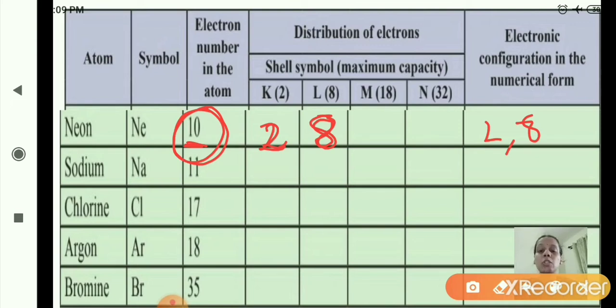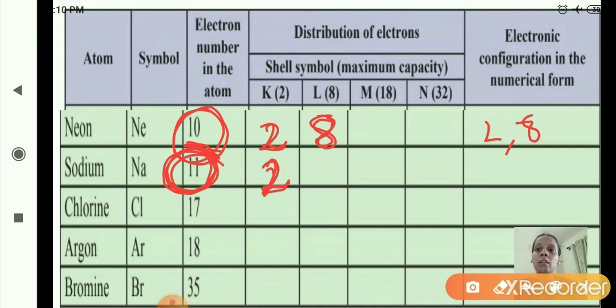Now the next one is sodium. Yes, what is the symbol for sodium? That is Na, and the number of electrons in the atom sodium is 11, as you can see here. Now we will accommodate this number of electrons in K shell, L shell and we will see. In the K shell the maximum capacity is 2. So from these 11 electrons, 2 we will accommodate in K shell, right? So how many are remaining now? 9 electrons, right? From this 11, 2 will go in K shell, so 9 electrons are remaining.